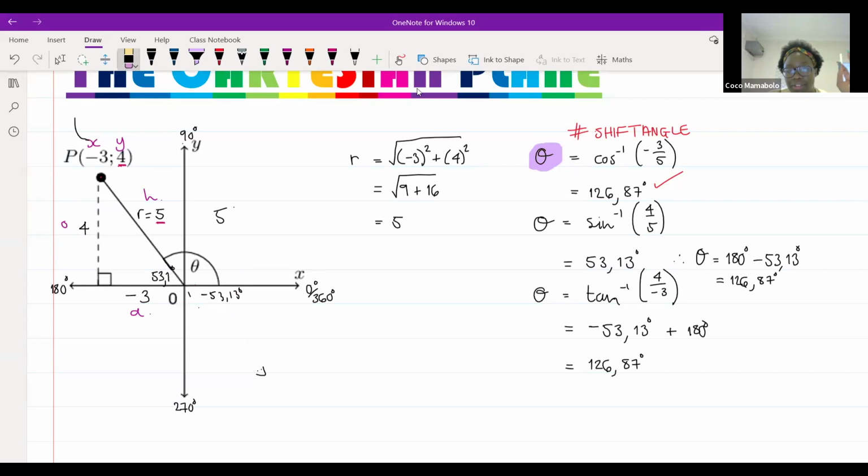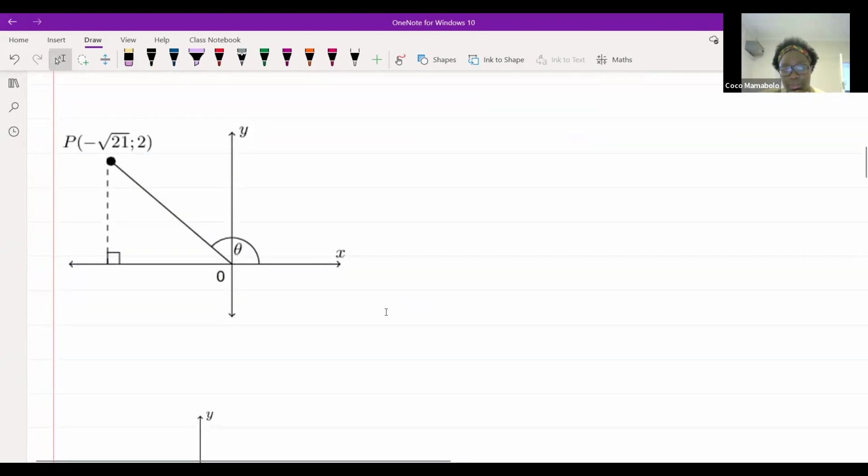Now, this is a very challenging idea. It's not going to be easy for us to get it on the first try, but we're going to keep going with it because our calculators are going to do funny things, but we need to think about where our angle is sitting. All right, let's look at another example of this.